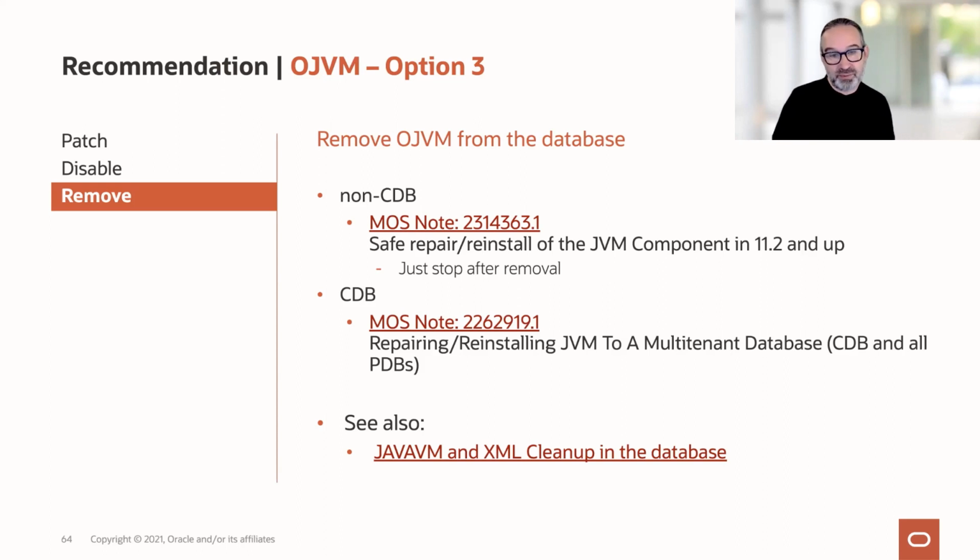You can also go to the upgrade blog. The link below, JavaVM and XML cleanup in the database, gets you to the upgrade blog where I explain how to remove components from the database correctly, because sometimes it's not in the documentation or it's in different places. Some removal instructions are in MOS notes, like here. You won't find anything in the official Oracle documentation on how to remove OJVM, so in that case, it's in the MOS note. These are the options, and decide what fits best in your environment.